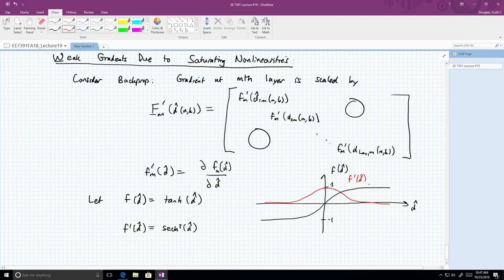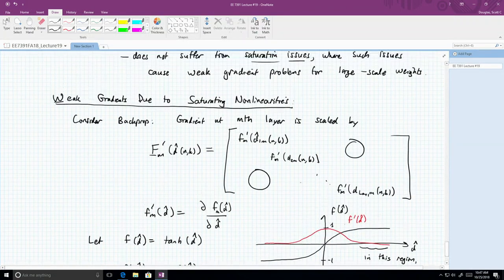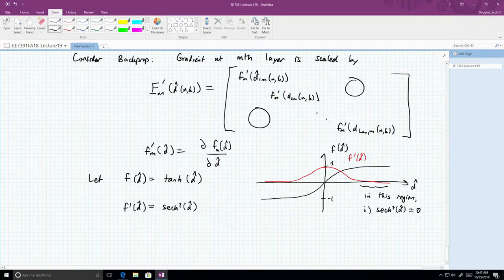Well, if I'm up here, if I'm kind of in this region, there's actually two things wrong. One of the things that's wrong is the sech squared of d hat is roughly 0. So that means I'm going to be scaling these elements by zeros, or things that are nearly 0. What that's going to do is cause the gradient to be scaled to a small value.